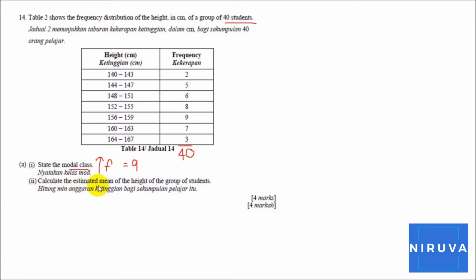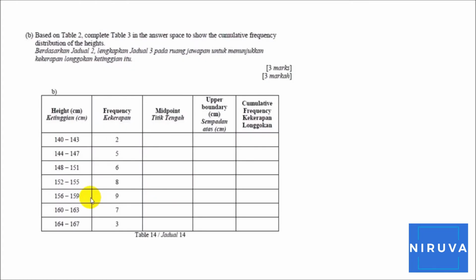Okay, calculate the mean of the height of the group of students. So to answer this question, first we need to complete table 14. We also can get the cumulative frequency. So first, midpoint. So here, 143 minus 140 divided by 2, we're going to get 141.5. So for each of the height ranges, we're going to add 1.5.